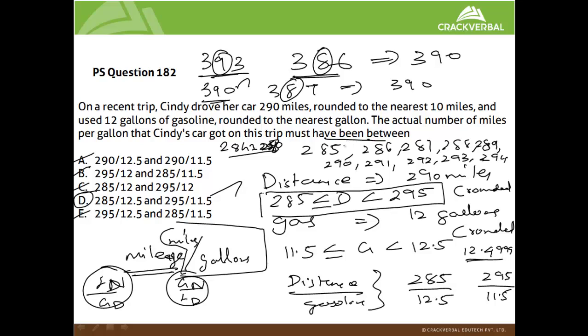Hope this is clear. This is a pretty simple, straightforward question, which expects you to know the rounding rules, as well as how to find the range of the values. To find the least value, you have to have the least numerator and the greatest denominator. If you want the greatest value, you need the greatest numerator and the least denominator. That's the process we have done. Hope this is clear. The answer has to be D. Thank you.